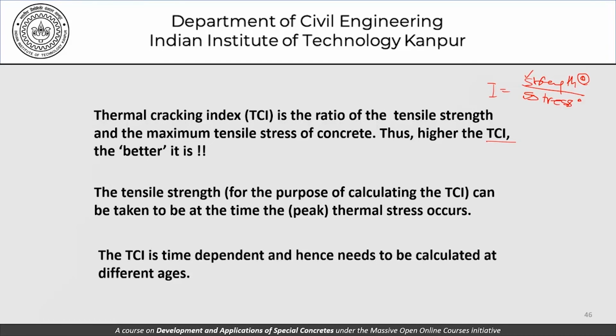The TCI is time dependent and hence needs to be calculated at different ages. Obviously, it is time dependent because the strength as far as concrete is concerned is changing over time, and so are the stresses. So we need to work out the stresses and the strengths at different points in time and find out which is the TCI which is most critical for our design calculations.